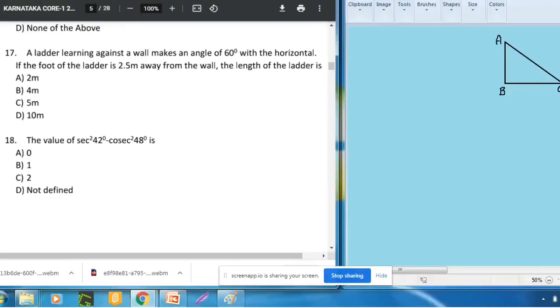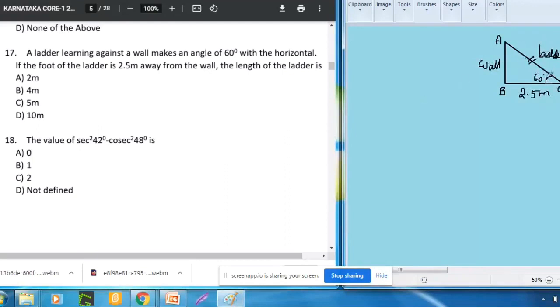13th question. A ladder leaning against a wall makes an angle of 60 degrees with the horizontal. If the foot of the ladder is 2.5 meters away from the wall, find the length of the ladder. We are going to find the length of the ladder in this problem. To make our work easy, I am going to draw a diagram. AB, according to the question, is a wall and AC is the ladder, which is 2.5 meters away from the wall, making 60 degrees with the horizontal. This is the diagrammatic representation for the question.